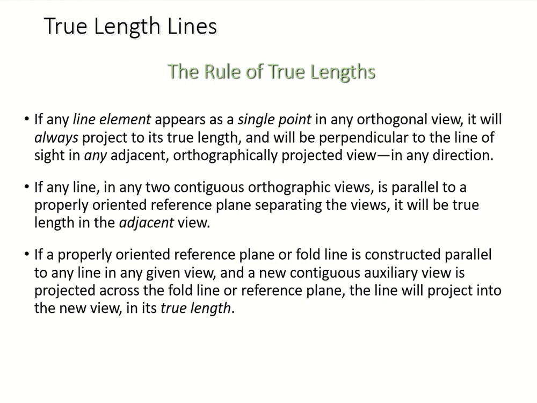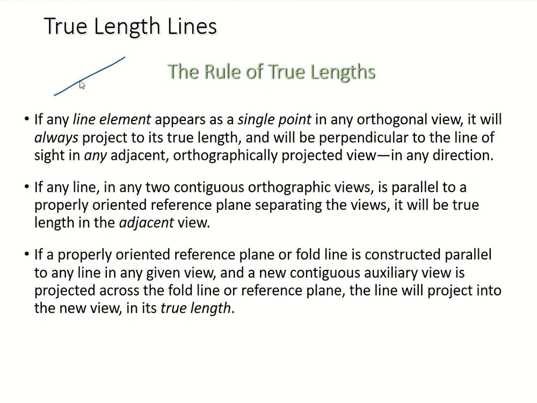orthogonal view, which is always going to project its true length. So if you take a look at it from this side, it will always be perpendicular to the line of sight in any adjacent projected view. So what does it mean? You have to draw all these things.